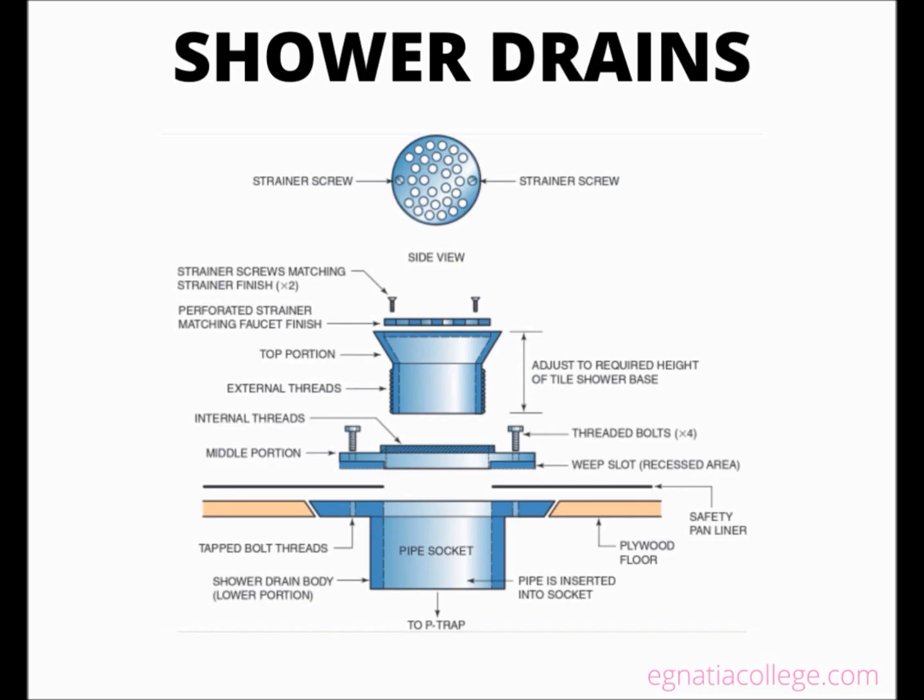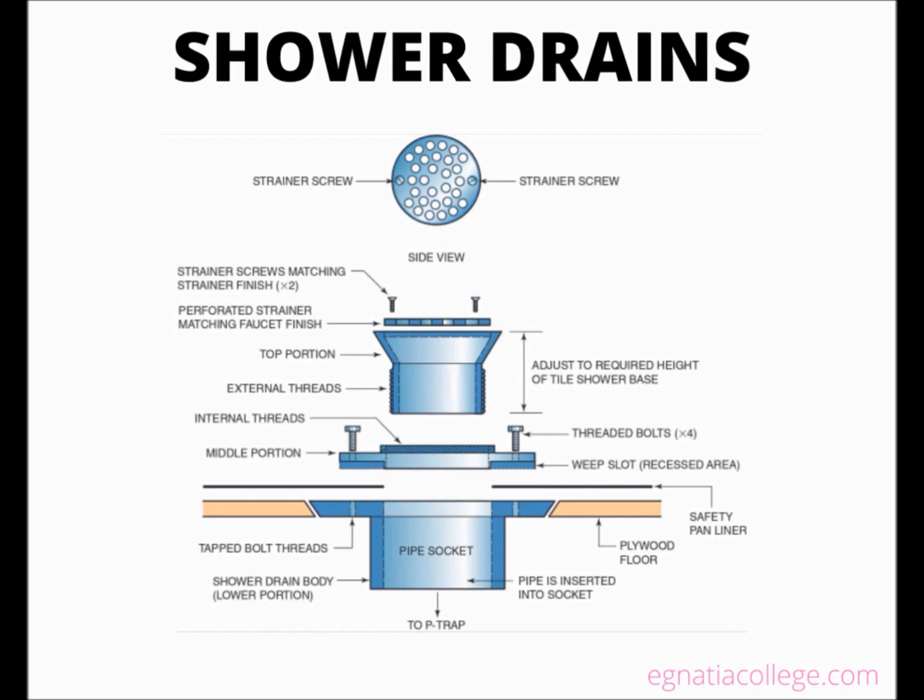The threaded top portion is adjustable to allow for varying tile thicknesses. This is where the perforated strainer and screws are secured. The middle portion receives the top threaded portion and is bolted to the bottom portion. It secures the safety pan and has weep slots to allow any water that penetrates the tile shower base to drain into the floor drain.